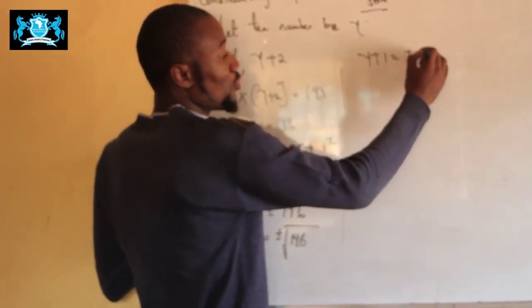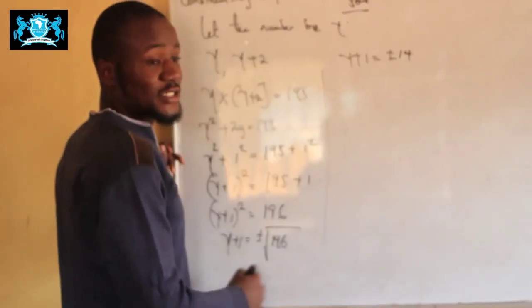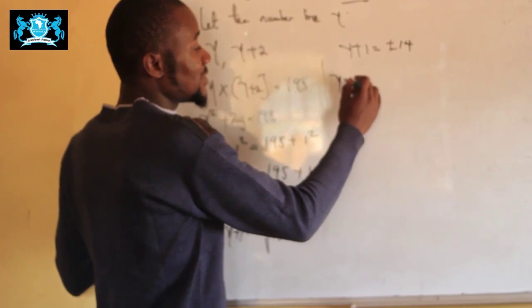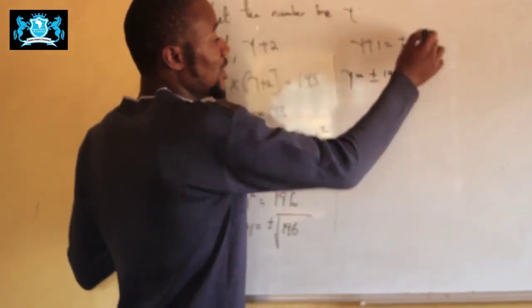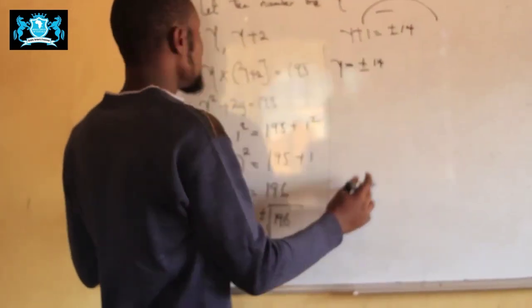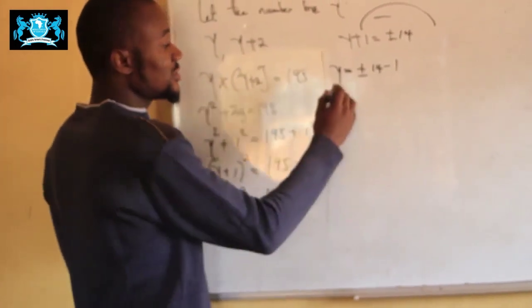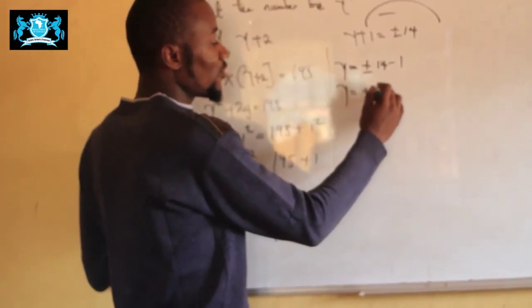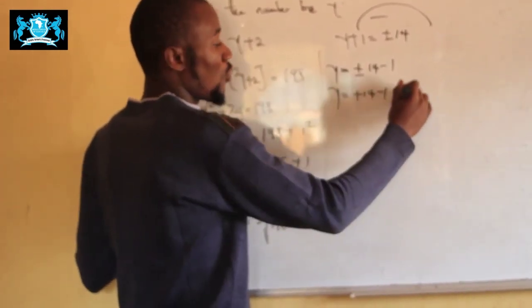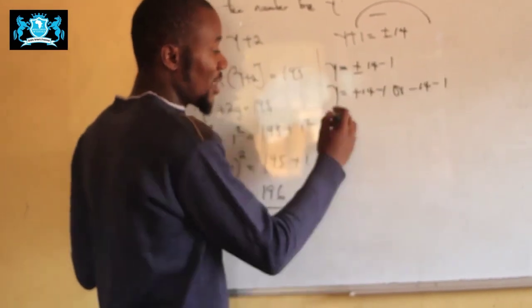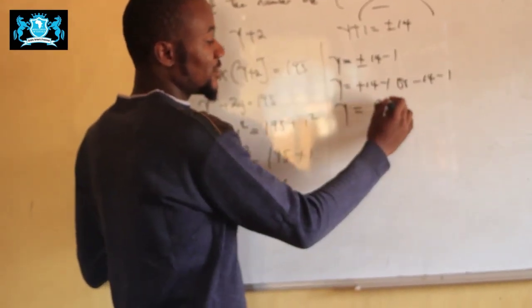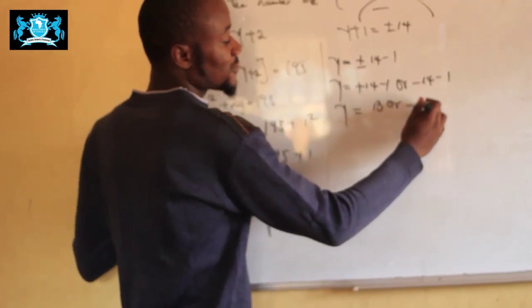196 should be giving you plus or minus 14. So how do you do it? You have y is equals to plus or minus 14. When this one moves over, it changes to minus 1. So this is y is equals to plus 14 minus 1 or minus 14 minus 1. And y is equals to 13 or y is equals to minus 15.